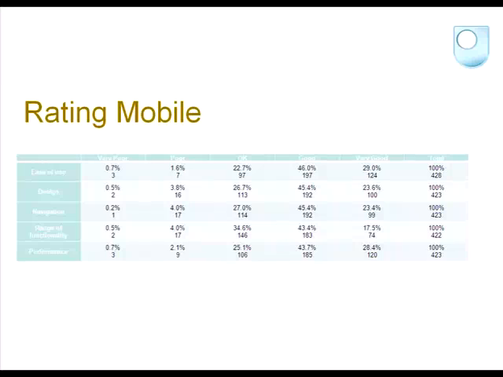Navigation, similar figures. The range of functionality, do they get the things they want? Actually, even slightly better in terms of okays and goods. Performance, again, poors and very poors were negligible in a range of okay, good, and very good. So, again, the mobile users were liking what they were seeing.